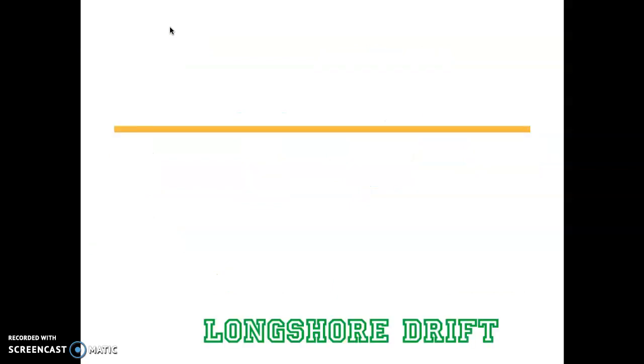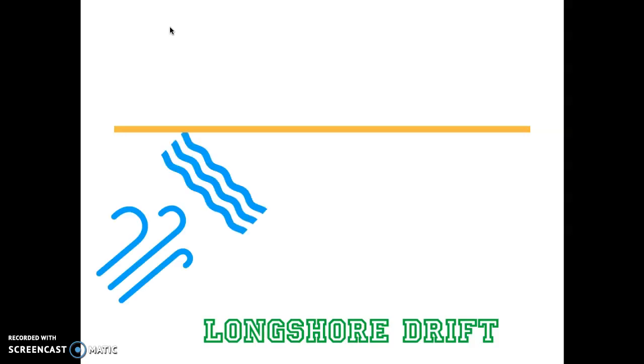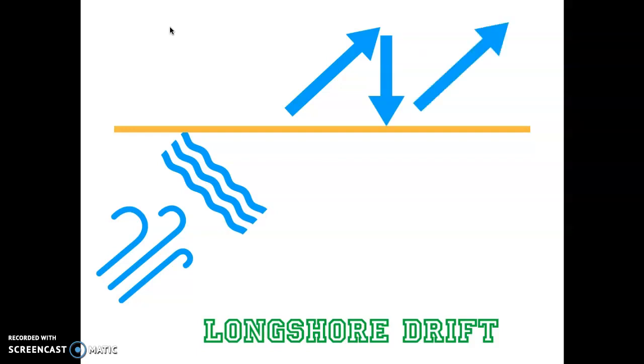Longshore drift happens when the wind blows waves onto the beach at an angle. The swash carries sand on the beach at this angle. The backwash washes that sand straight back down the beach. This process of transportation zigzags material along the coast.